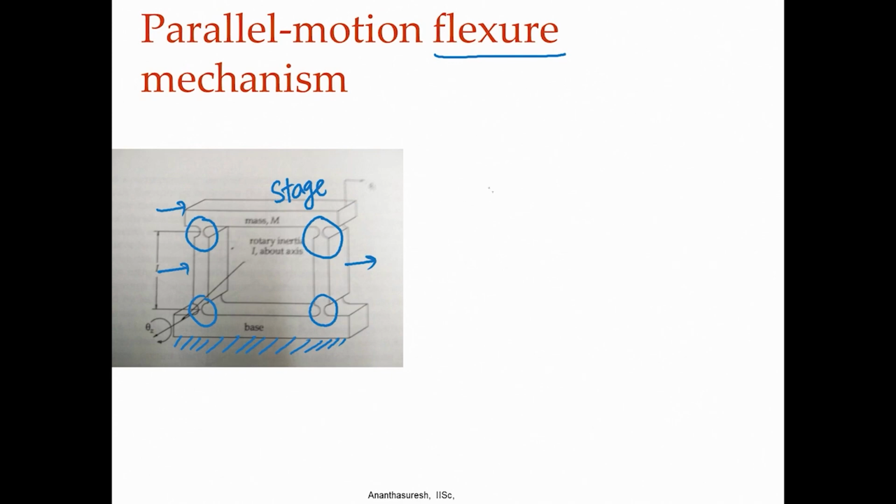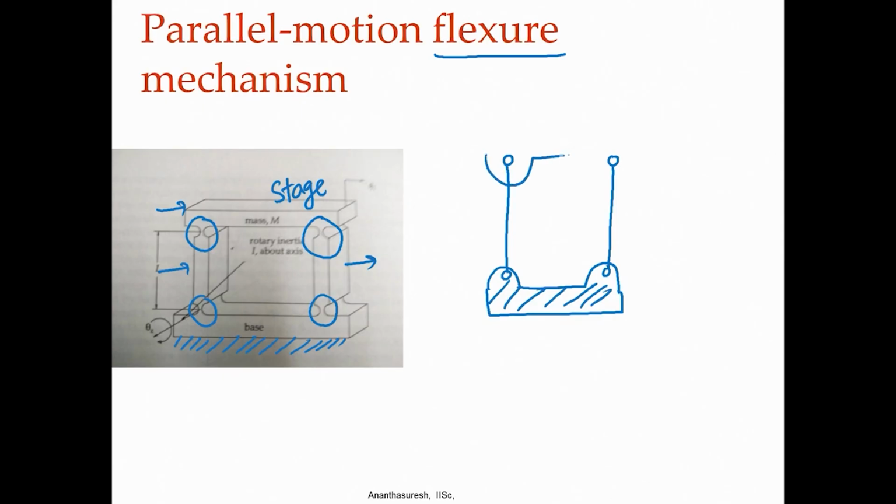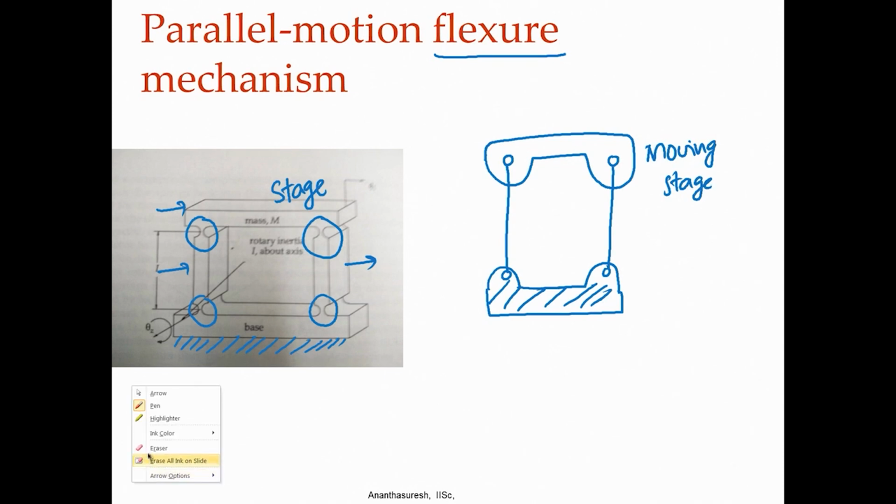It will definitely move, because if I were to draw the equivalent of that here, each flexural joint. So, the base is here, okay, this is the base that is fixed, and then here we have the moving stage, okay, moving stage. And because we have these elastic pairs, we must show the torsion springs here. There is torsion spring, torsion spring, torsion spring, torsion spring.